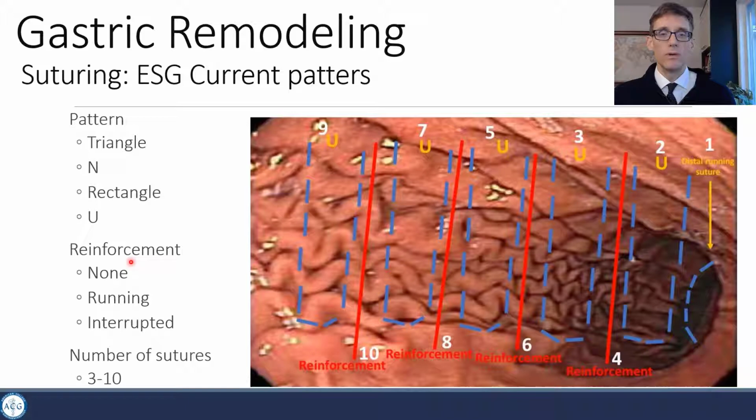Some sites will do reinforcement and others do not. I prefer an interrupted reinforcing suture or an I-stitch. So we do UI, and repeat until we reach that proximal gastric body. And the average number of sutures does vary, somewhere between 3 and 10 depending on centers.